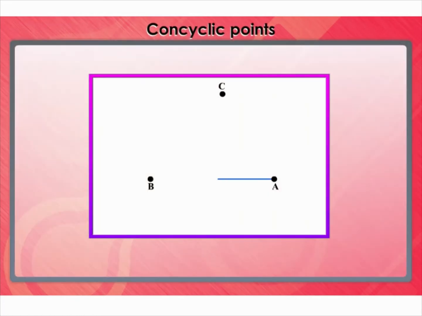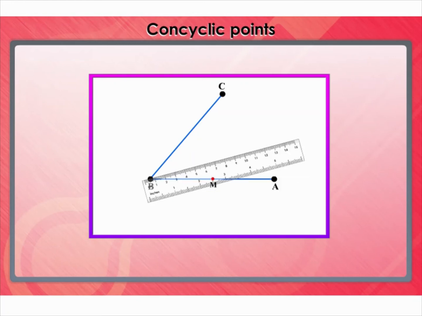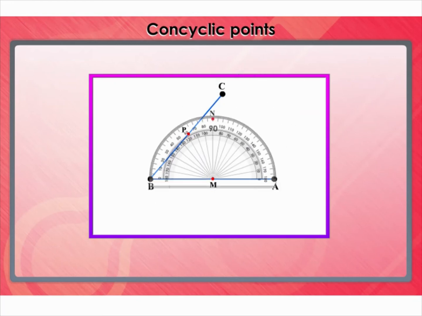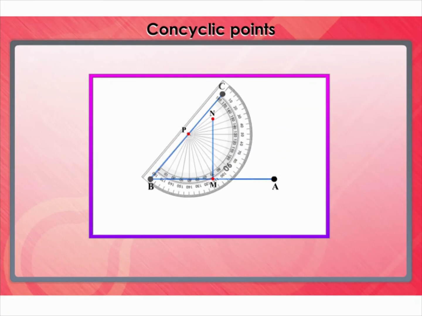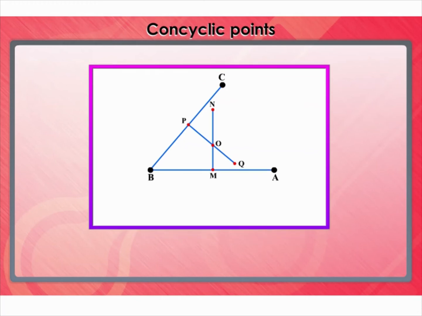Concyclic points. Consider 3 points A, B, and C. Let's join AB and BC. Next, let us mark the midpoints of AB at M and BC at N. Now let's draw a perpendicular at M. The line MN represents the perpendicular bisector of AB. Now let's draw a perpendicular at N. Here PQ is the perpendicular bisector of BC. The perpendicular bisectors of AB and BC intersect at O.